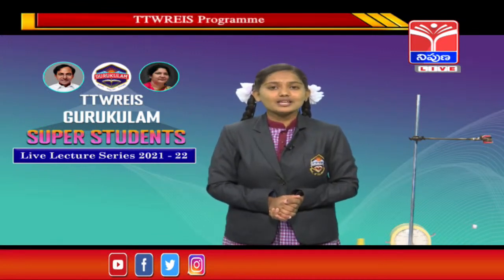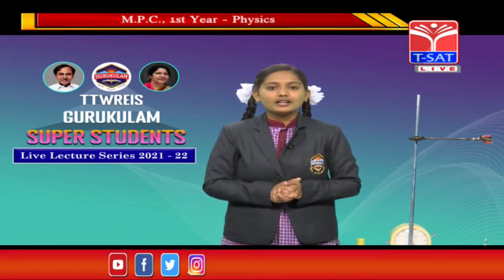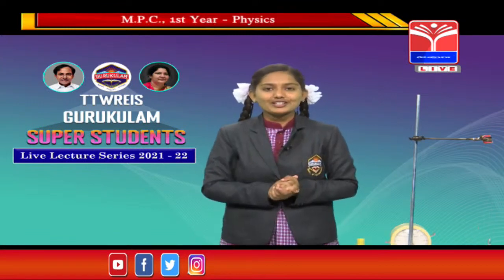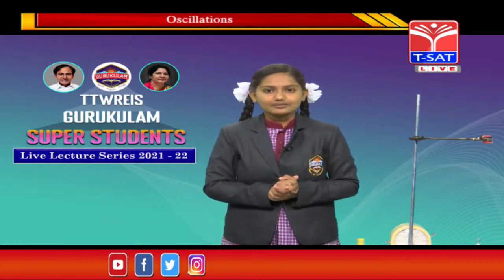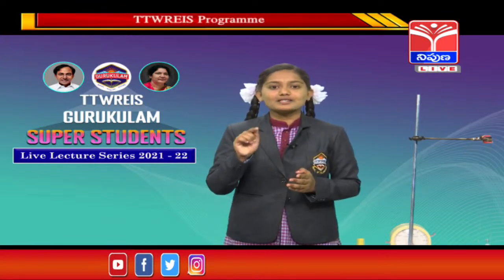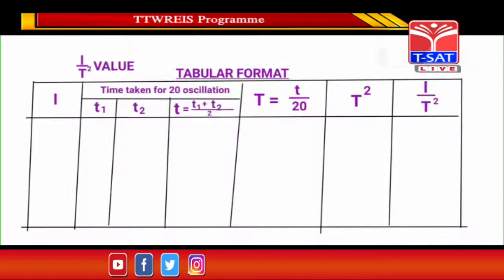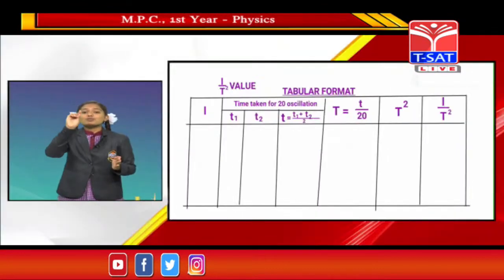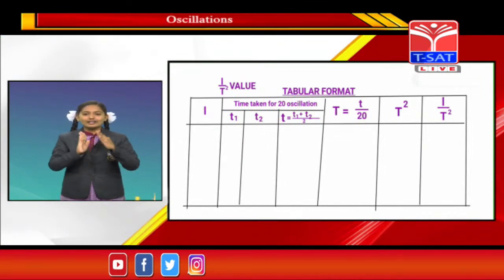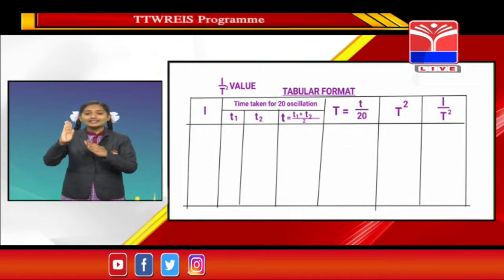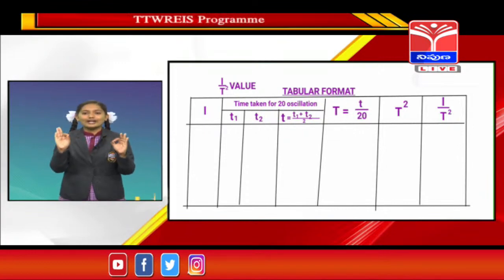Next, we average these T1 and T2: the sum of all observations divided by the number of observations gives T. Then T1 plus T2 by 2 gives the T value. Then the time period is equal to small t by 20. By small t by 20, we get the time period. Squaring the time period, you get the T square value. Then L by T square means length divided by the T square value.